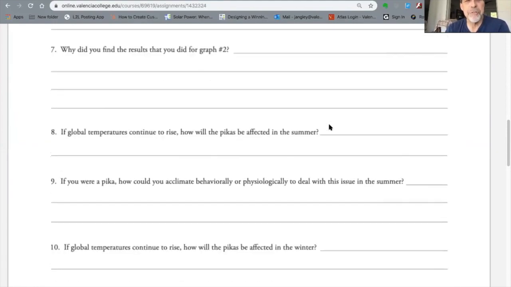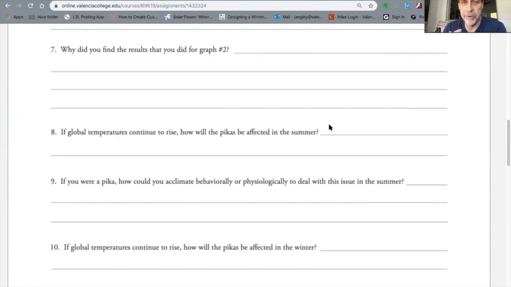If global temperatures continue to rise, how will pikas be affected in the summer? Well, now you've got to think about, do pikas like it hot, or do pikas like it cold? And go back and look at those summer data, and hopefully maybe people in your group, some of you will graph one, some of you will graph the other.